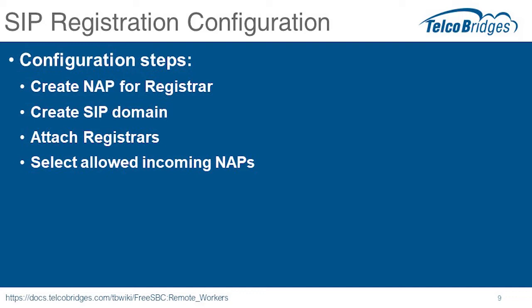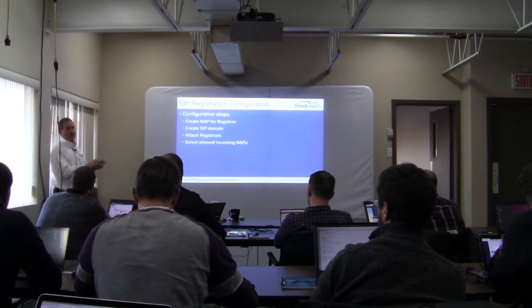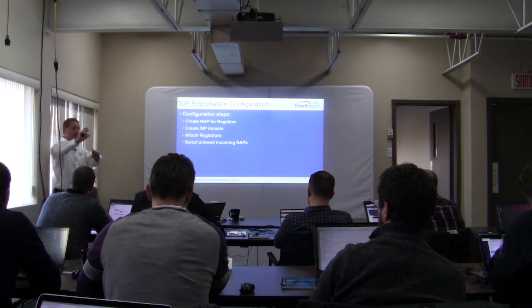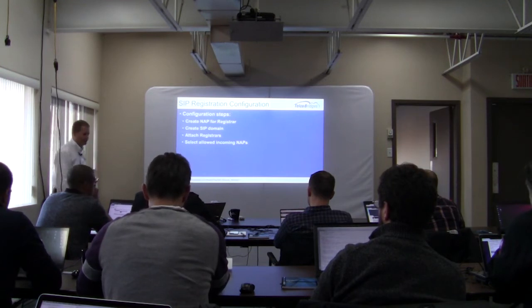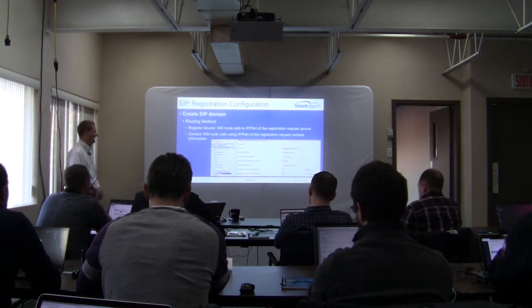So the steps to configure this registration is really a NAP for the registrar. We saw how to configure a NAP just before. SIP domain, and then we attach the registrar to the NAPs, or to the domains. So we attach them, so it makes sense. Select allowed incoming NAP. This was changed not so long ago. Before, it could be only one NAP. Now you can say, well, these 3 NAPs, which could be semi-open NAPs, so groups of IPs that could reach the same domain and same registrar. So we're still adding stuff to this system.